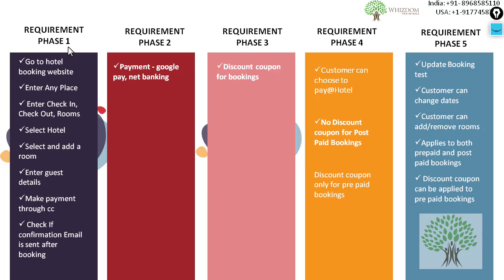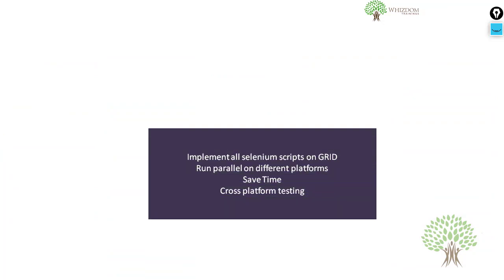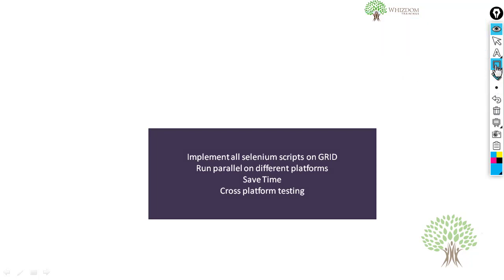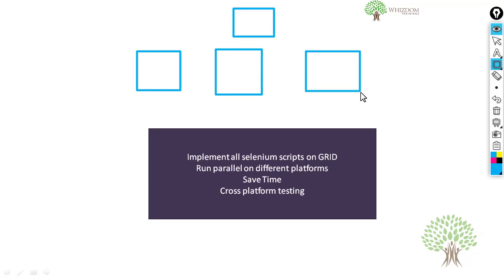Okay, so this is what I don't want you to fall for. This is the problem in a real project. And then one more problem comes up. The real-time problem is that the client asks you to implement the test cases on grid. Grid is a system in which you have got a hub machine, and you connect different machines to it and run the test cases parallelly on different machines just to save time or for cross-platform testing.